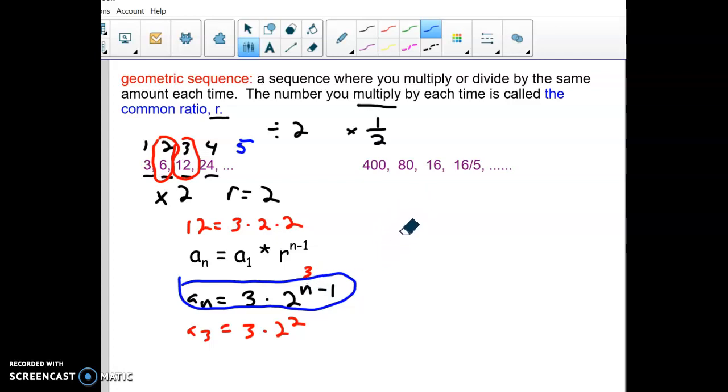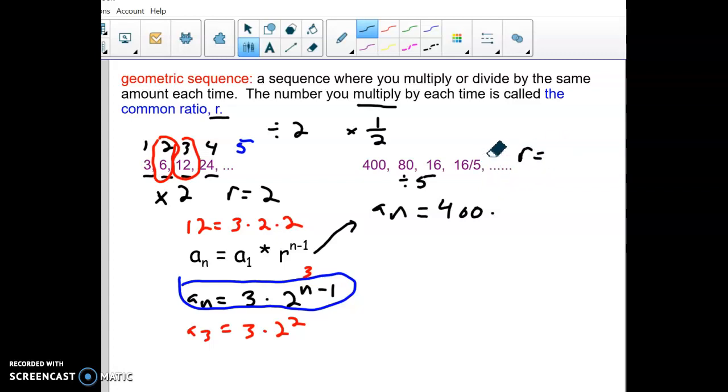All right, second one, same thing. We're going to do our formula. We have to do the first term. The formula is right here again. So the nth value will be the first term, 400. And this time it looks like we're dividing by 5 each time. Again, r is actually what we multiply by.